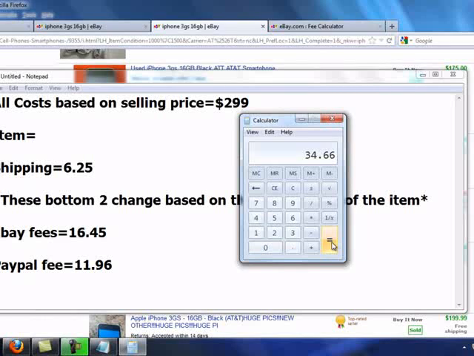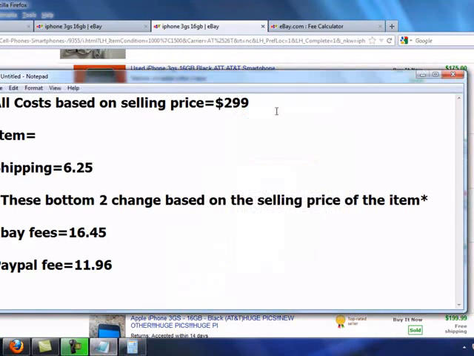So now what I do, I take $299. We're going to say just $35, minus $35. $264 is the max at this price. Okay. $264 for break even.